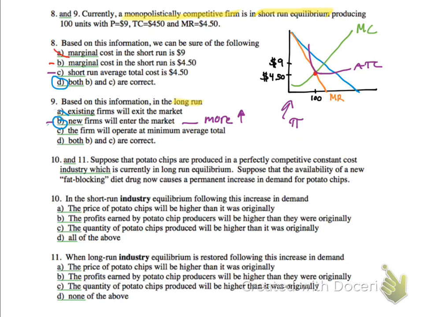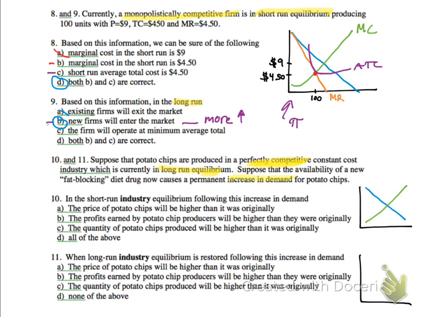So now suppose potato chips are produced in a perfectly competitive, constant cost industry, in perfectly competitive long run equilibrium. Okay, suppose the availability of a fat blocking diet drug now causes a permanent increase in demand for potato chips.